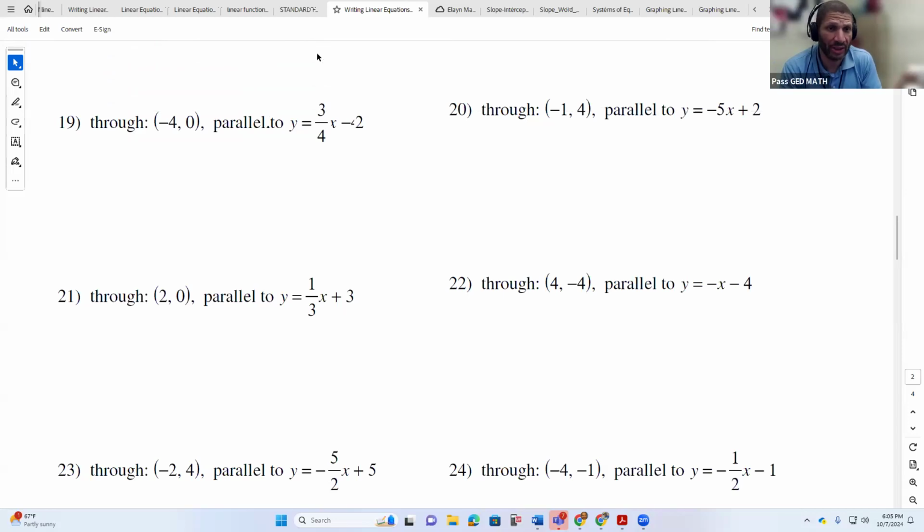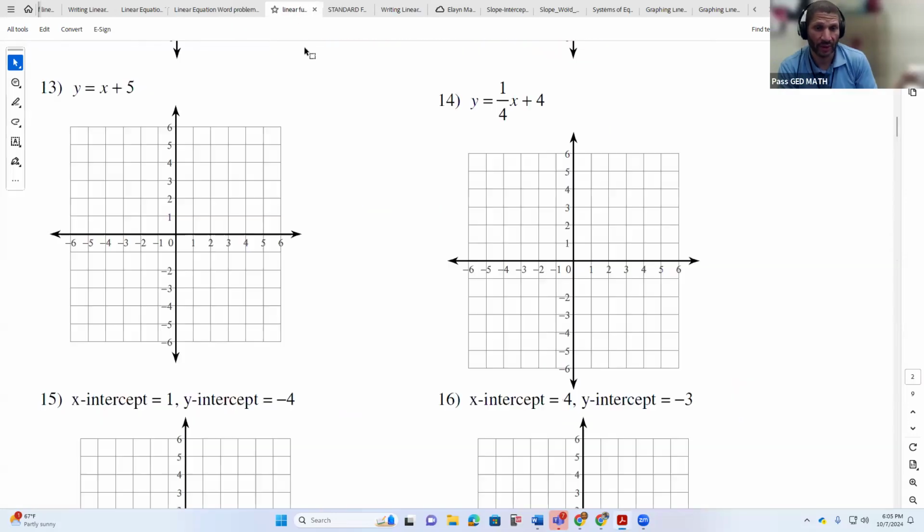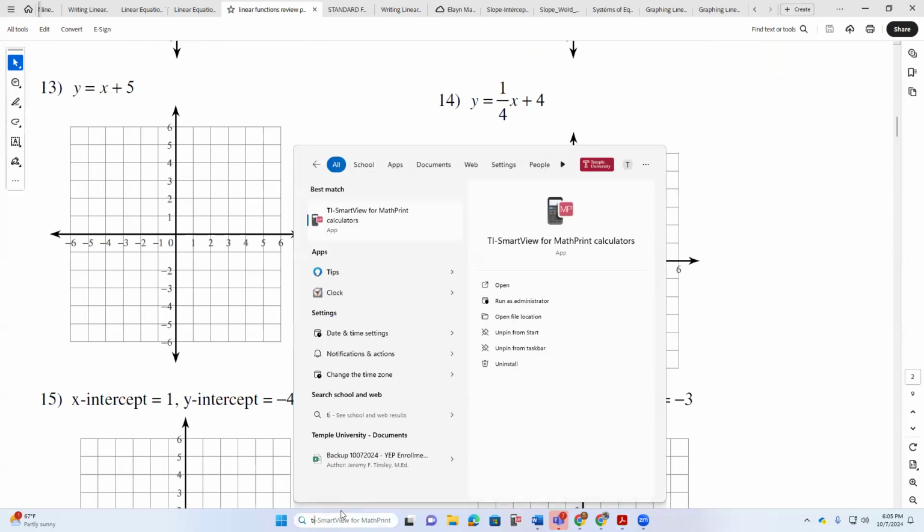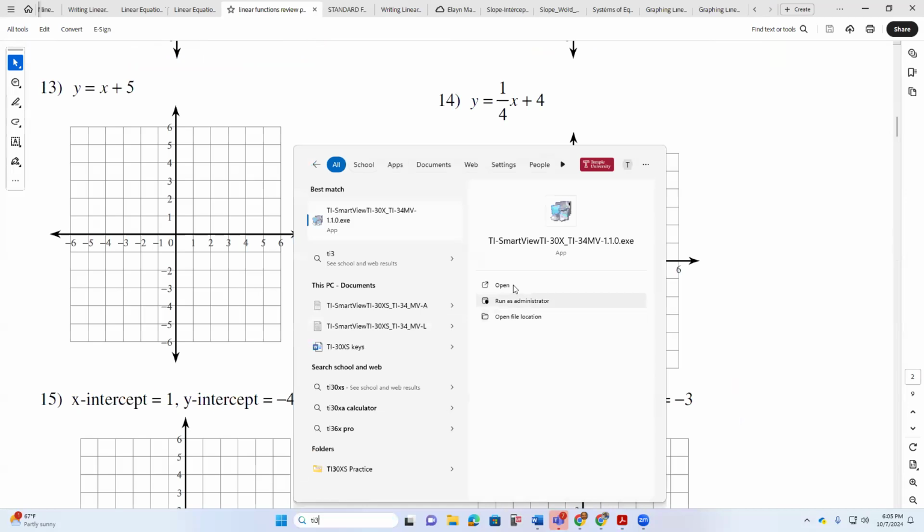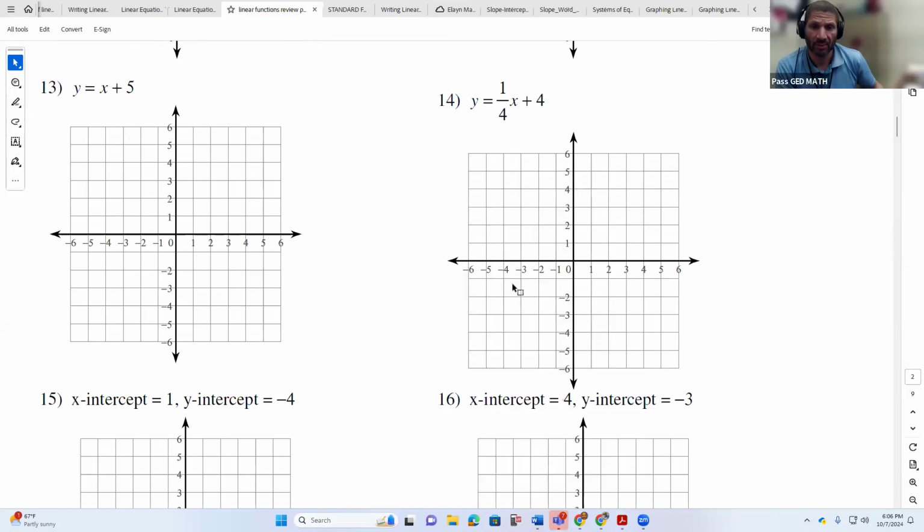I know you wanted to work on linear equations, how to find a slope from 2 points and how to find an equation of a line from 2 points. So first of all, let me open my calculator first. Hold on. I think that's the one. All right. So first of all, you wanted the graph, right?